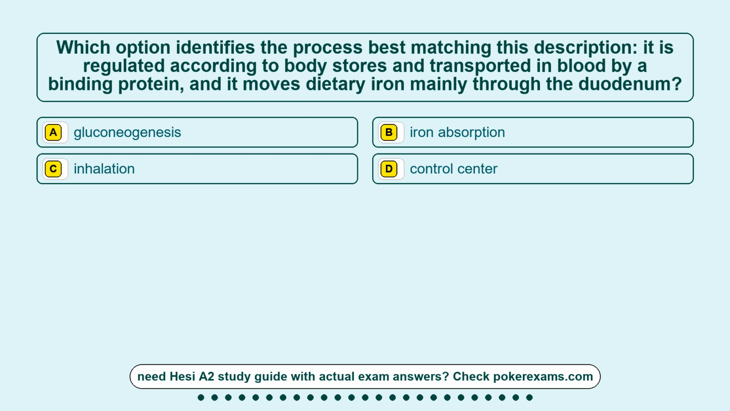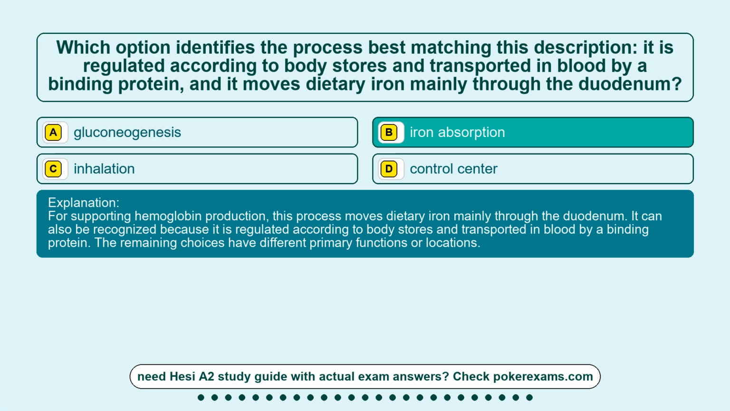Question 17. Which option identifies the process best matching this description? It is regulated according to body stores and transported in blood by a binding protein, and it moves dietary iron mainly through the duodenum. Option A, gluconeogenesis. Option B, iron absorption. Option C, inhalation. Option D, control center. The correct answer is option B, iron absorption.